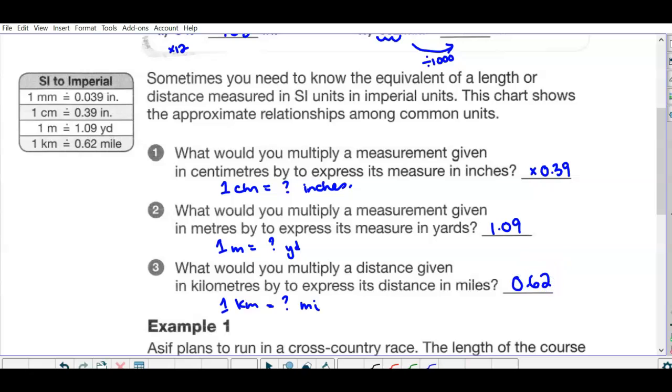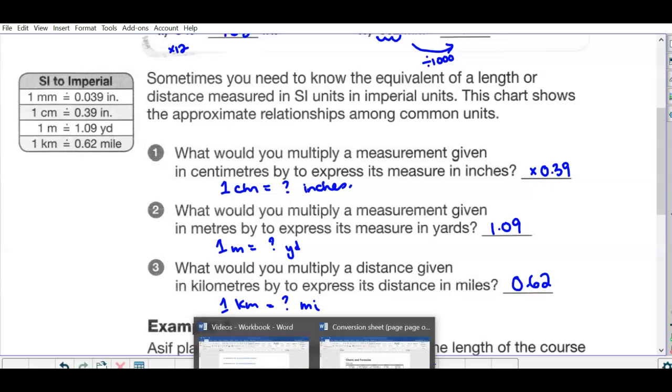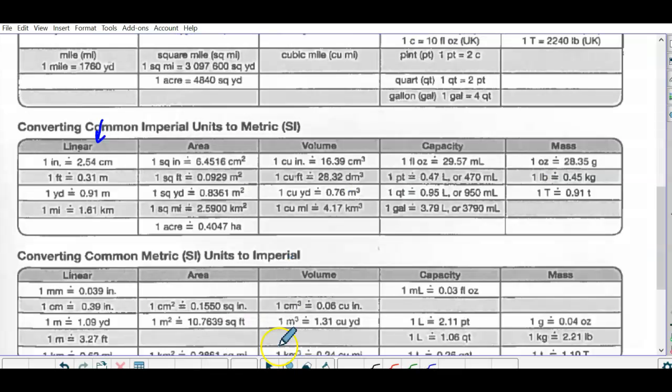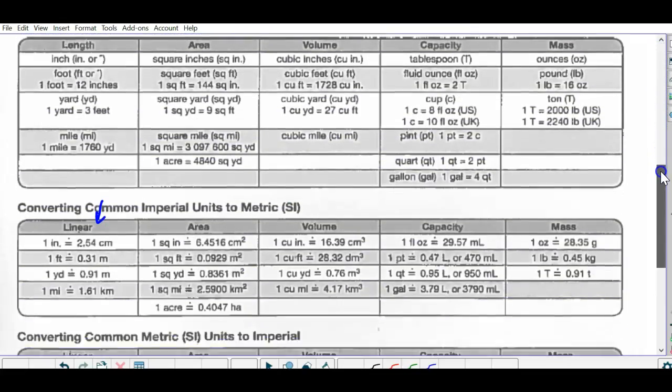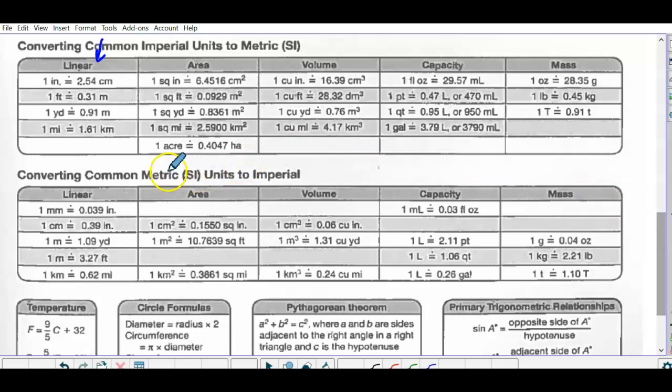If you take a look at your conversion chart in the back of your workbook or front page, then take a look at the charts. It's the 4th chart down where we're going from metric to imperial. And there you can see those conversions.